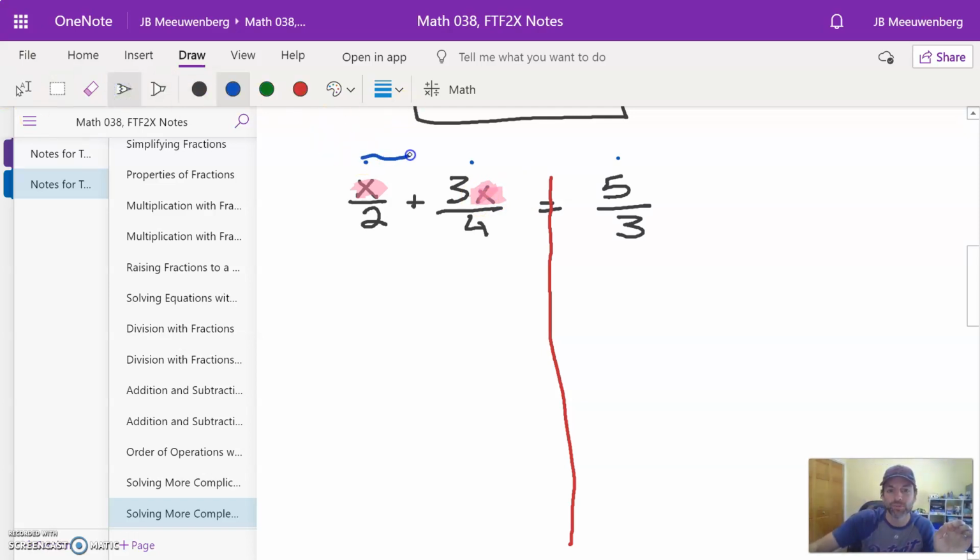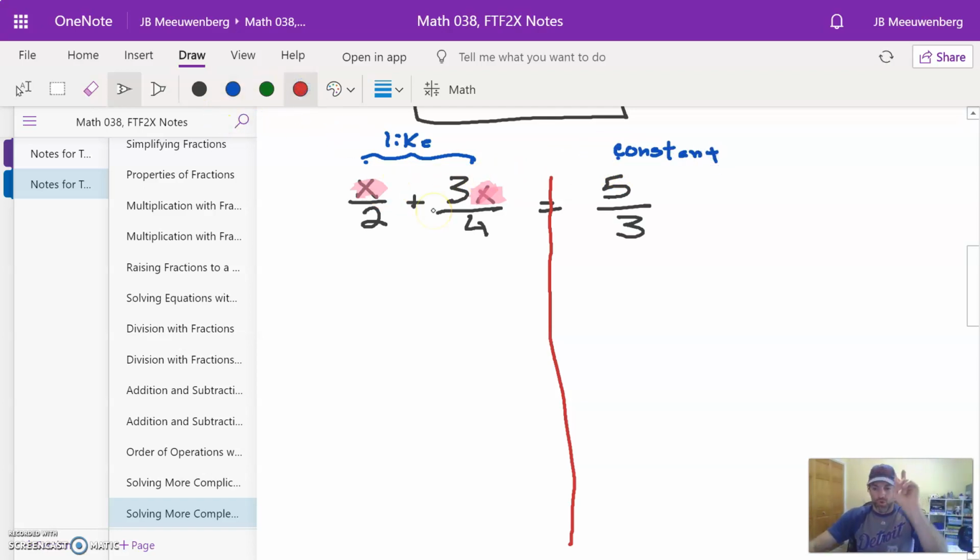Oh, so these two are like. Remember, to be like, they have to both have the same variable. Right? They both have an x. Over on the right hand, this is a constant, right? This is a constant. Even though it's a fraction, it's just a number.